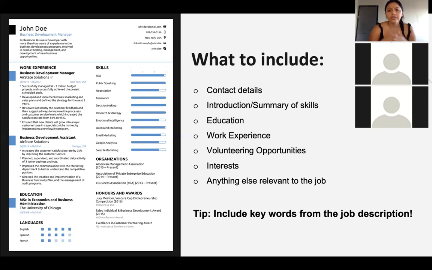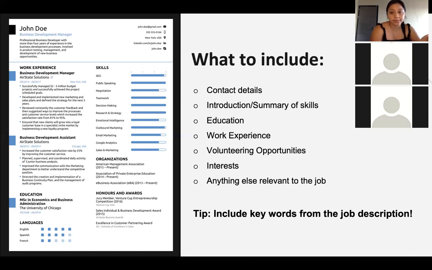And then, if you have a portfolio or a website or things like that, you can always add them in the contact information part. Then you have your introduction or summary of qualifications. This will really vary depending on what job you're doing.